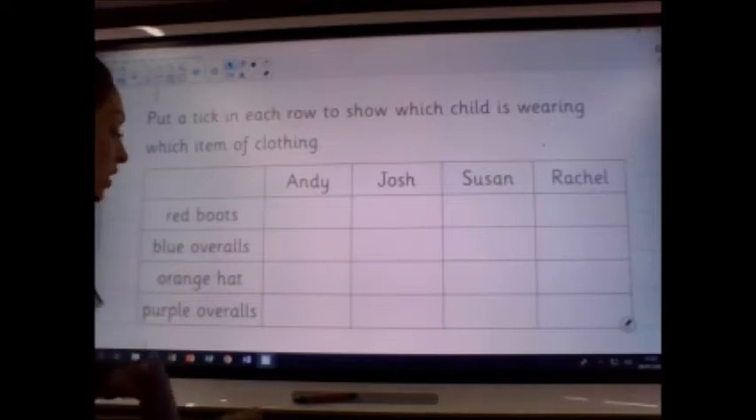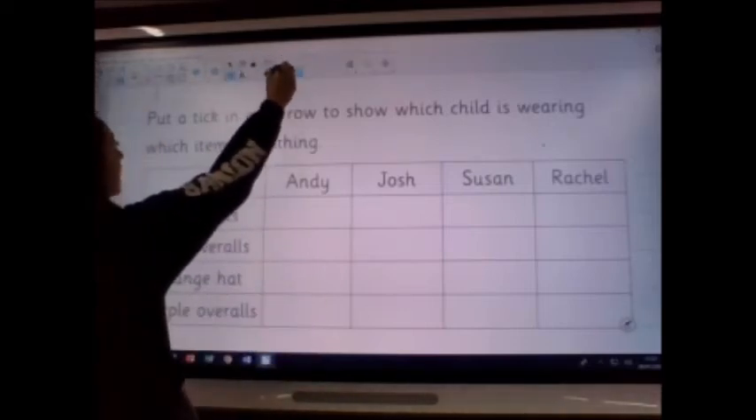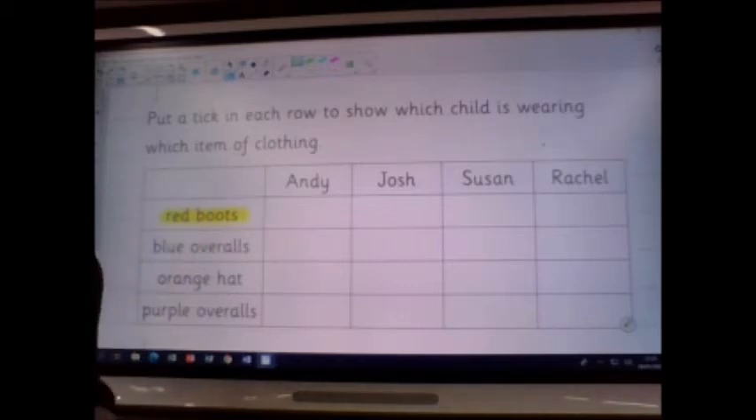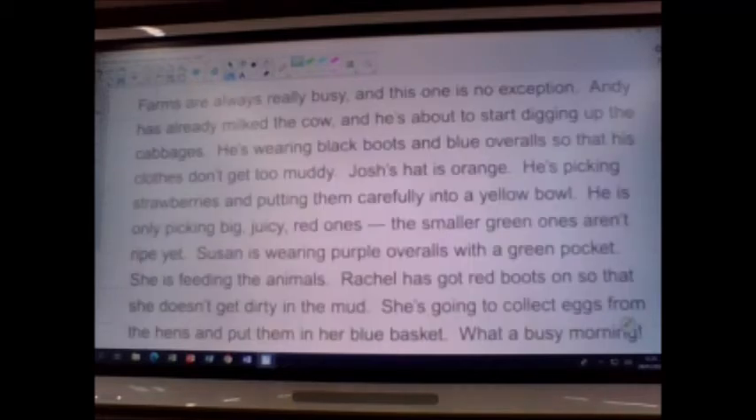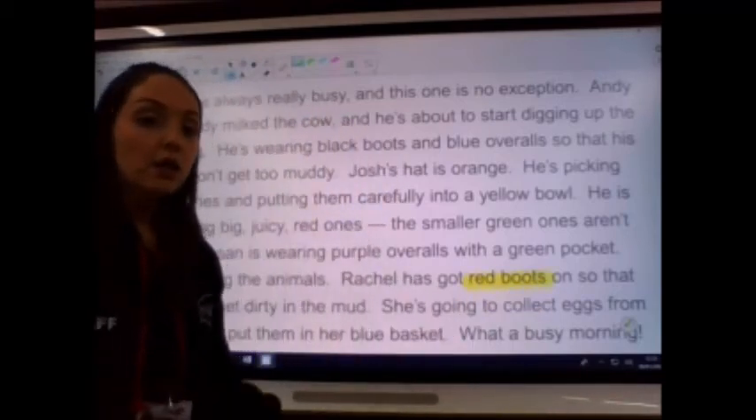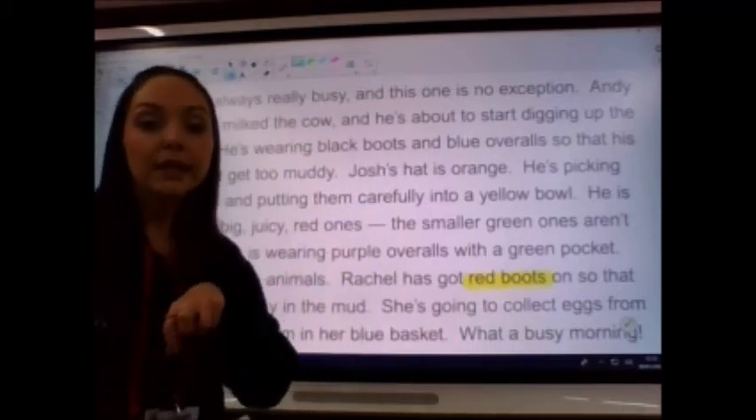So you need to go through your text and look for your keywords. My keywords in this one are red boots. So I'm going to go back to my text and have a look at where it says red boots. I've spotted it, it's there. Okay, so then I can go back now and read that sentence.